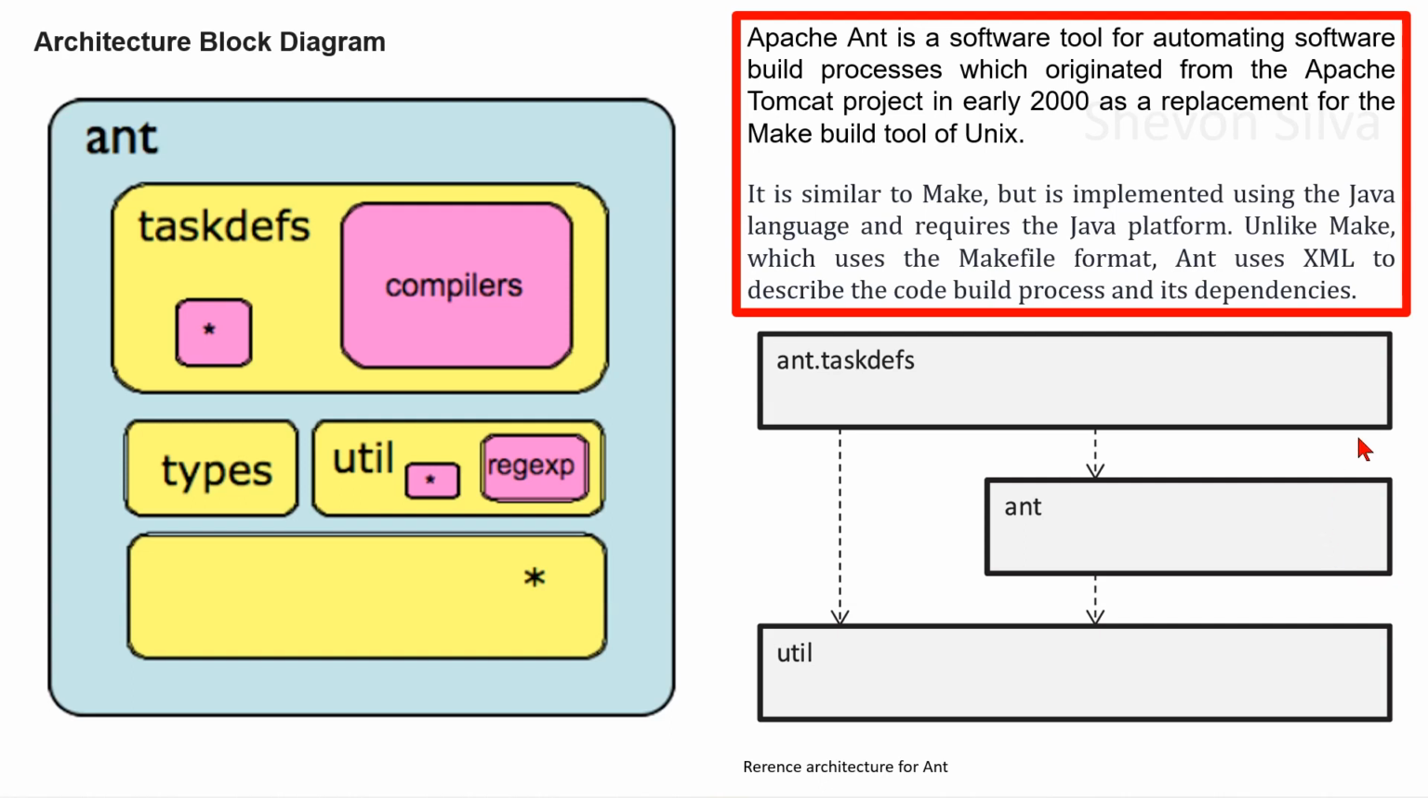Task definitions may use the utilities library and the framework to perform their tasks, while the framework may use libraries for notification and task execution. And Taskdefs are connected to Util, and Taskdefs are connected to Ant, and Ant is connected to Util.